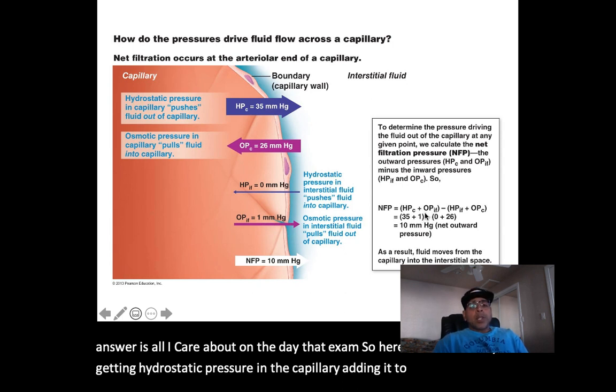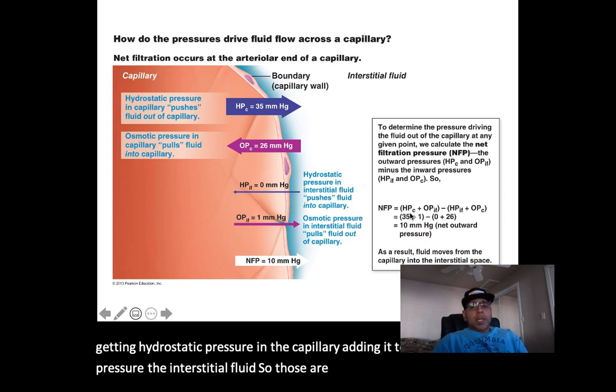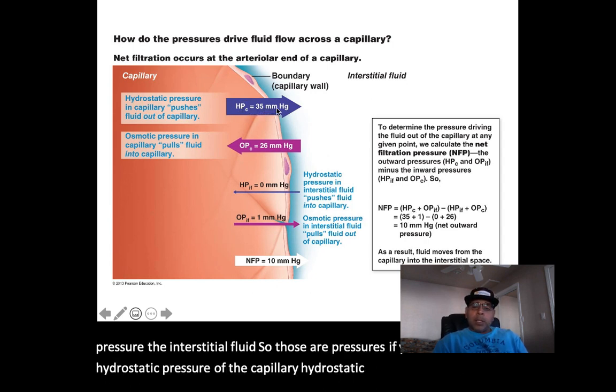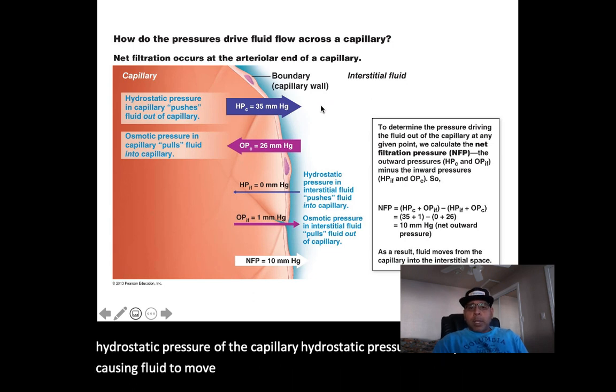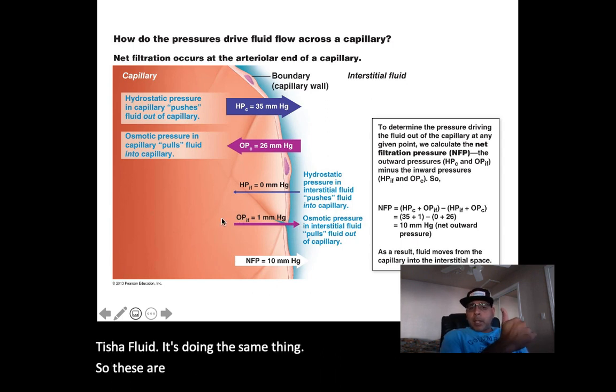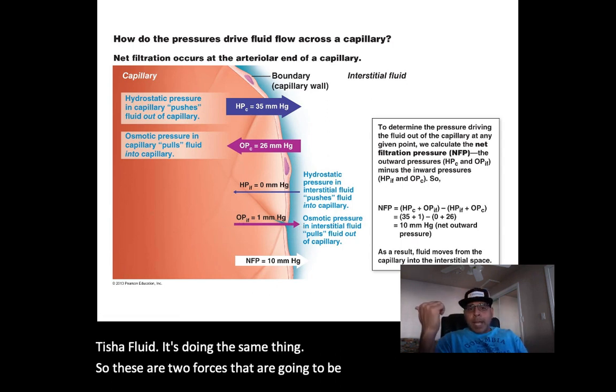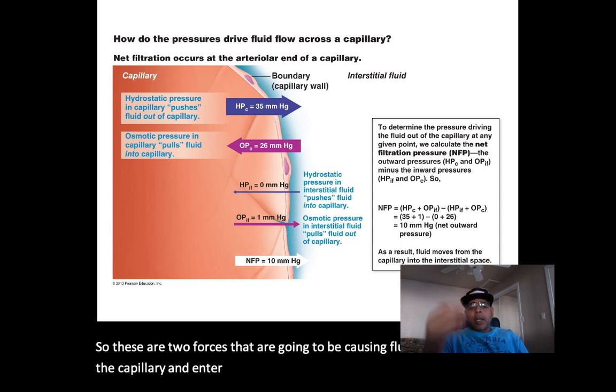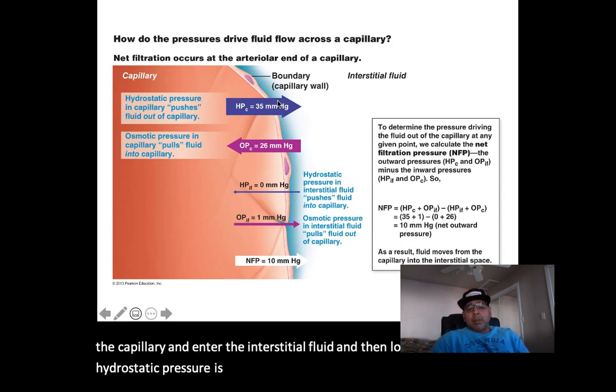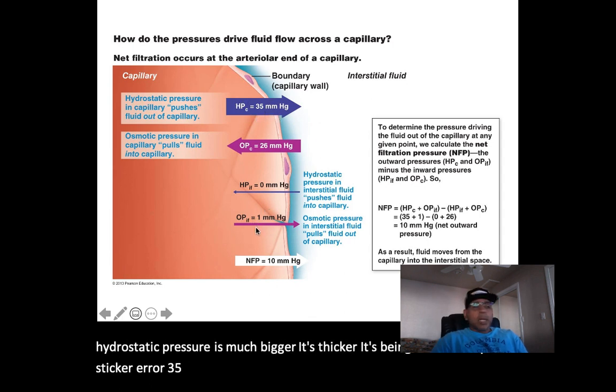So here we can see they're taking the hydrostatic pressure in the capillary and adding it to the oncotic pressure of the interstitial fluid. Those are like pressures. The hydrostatic pressure of the capillary is causing fluid to move out, and the oncotic pressure of the interstitial fluid is doing the same thing. So these are two forces causing fluid to move out of the capillary and enter the interstitial fluid. And look, the hydrostatic pressure is much bigger, it's described by this thicker arrow: 35 millimeters of mercury. Here, 1 millimeter of mercury, and you can see it's not that thick.